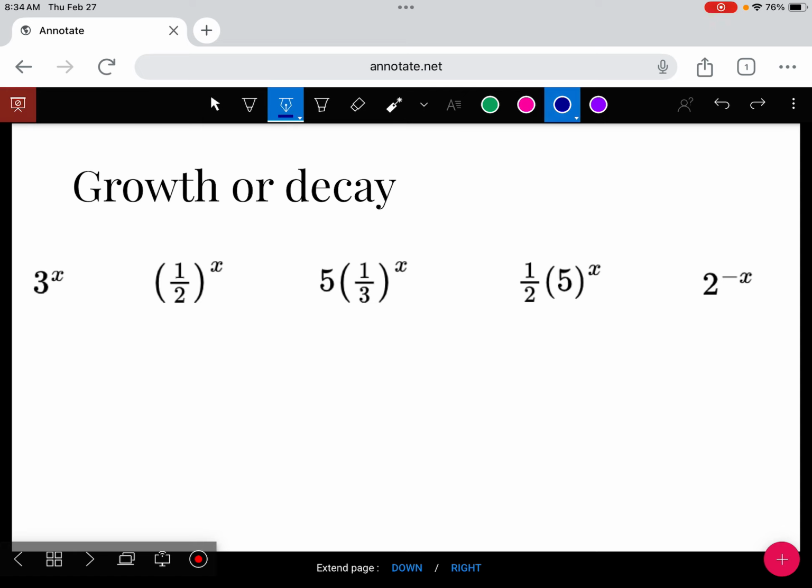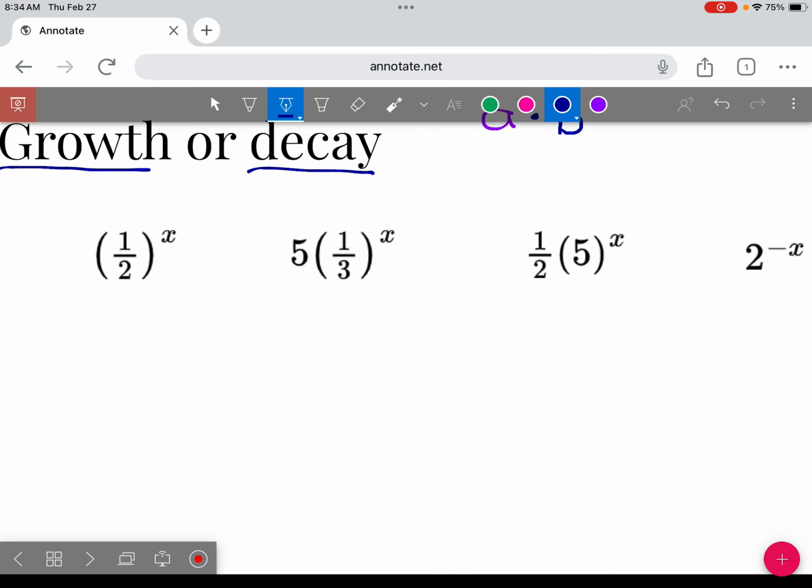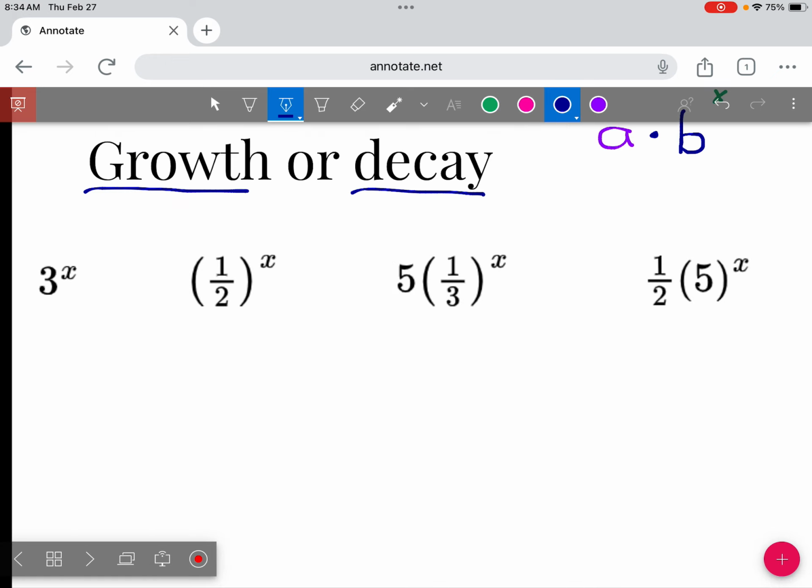So these two pieces, growth or decay, are both looking at our base. Our A, where we start, is out in front. Our base is what we're looking at here. So if our base is small, it's going to be decay. If our base is bigger than 1, it's going to be growth. So we're going to look at these pieces, figure out what our A is, figure out what our B is, and decide if it's growth or decay. That is what we're doing with these problems here.